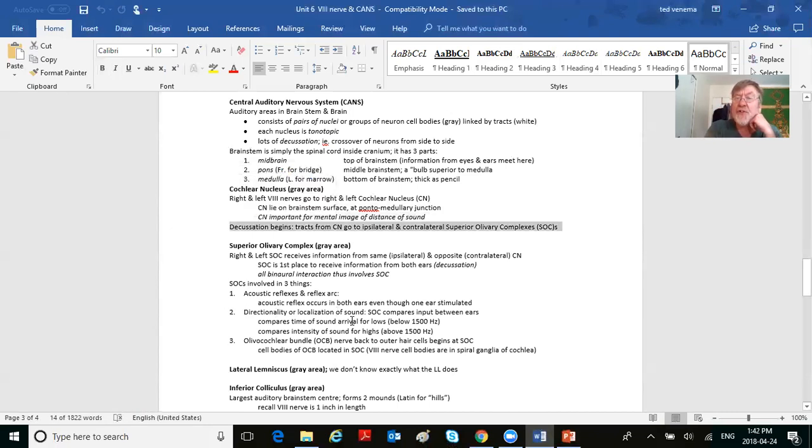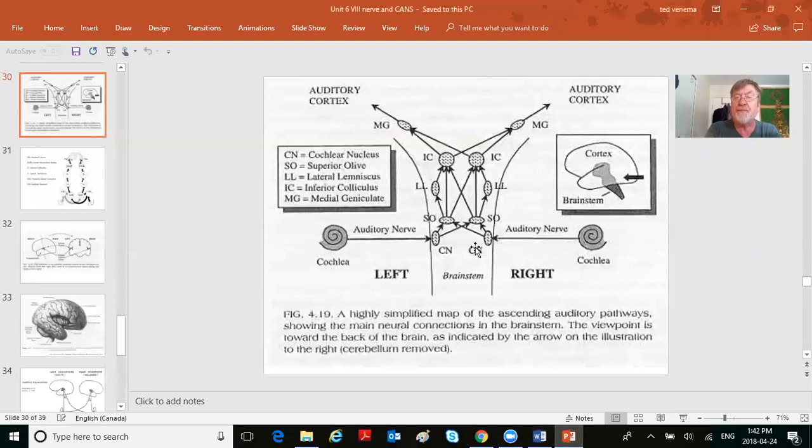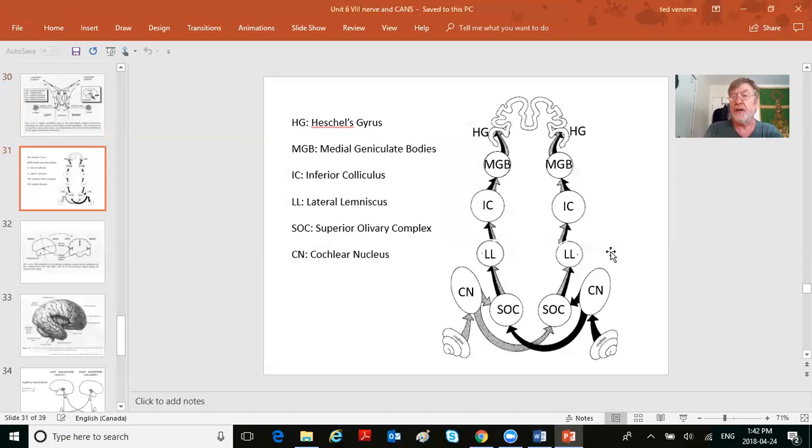Decussation begins. Tracts go from cochlear nucleus both to the ipsilateral, being same side, and contralateral, superior olivary complexes. Let's look in our picture. Cochlear nuclei to ipsilateral and contralateral SOCs, superior olivary complexes. Okay, there's a cough for you.